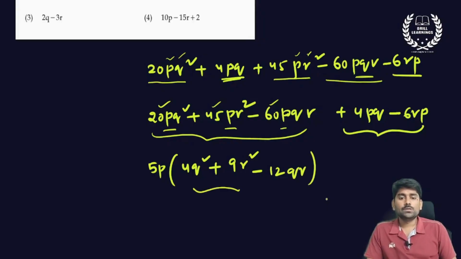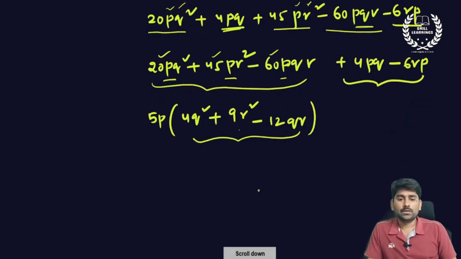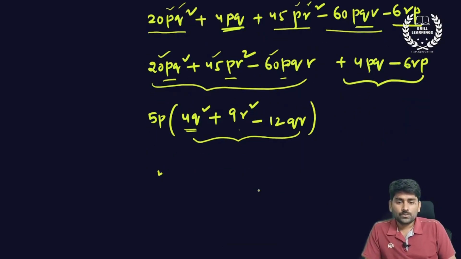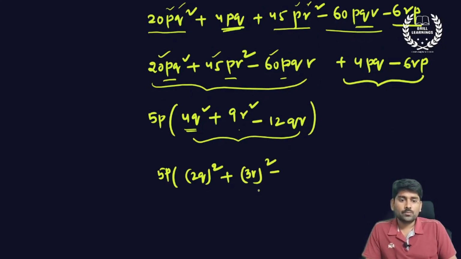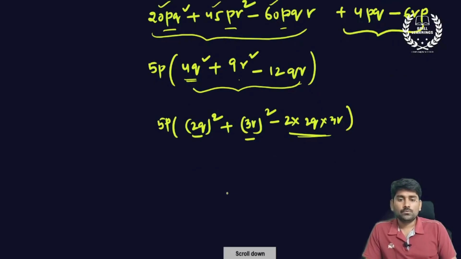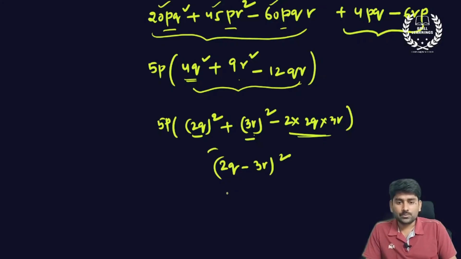If you see this expression, it looks like a square plus b square minus 2ab. So now if I write this value, (2q) whole square is a square and (3r) whole square, minus 2ab, which means 2q into 3r, which gives us the same value as above. So a square plus b square minus 2ab means (2q minus 3r) whole square, (a minus b) whole square. I can write this expression, right? So here I have 5p.